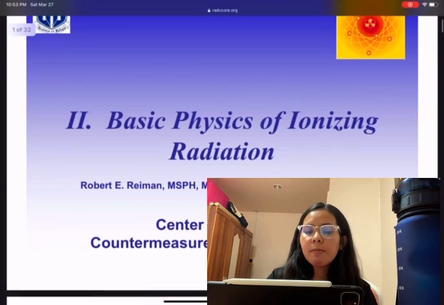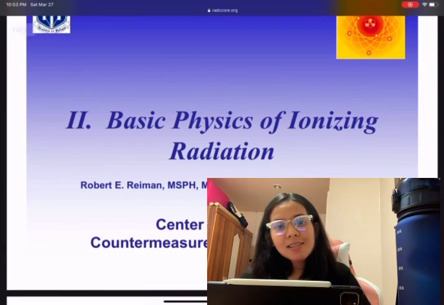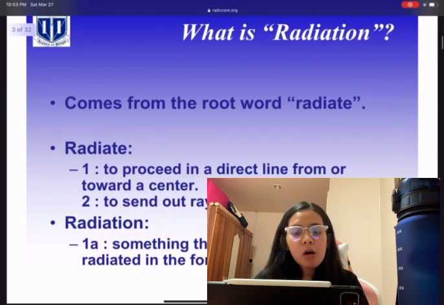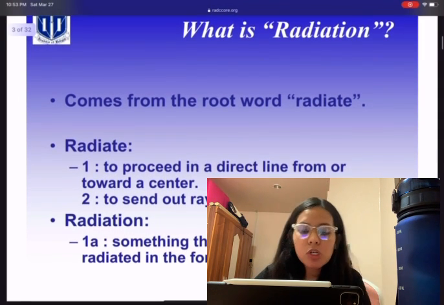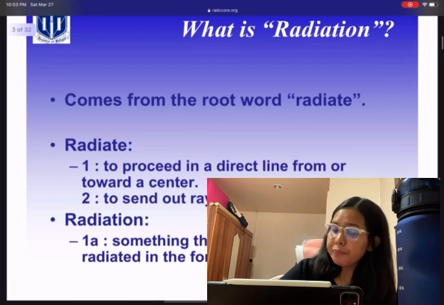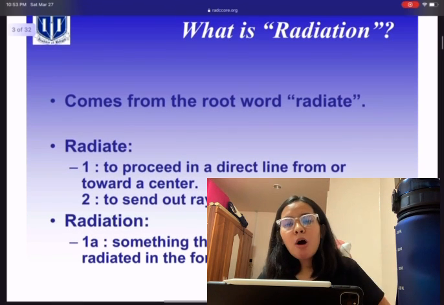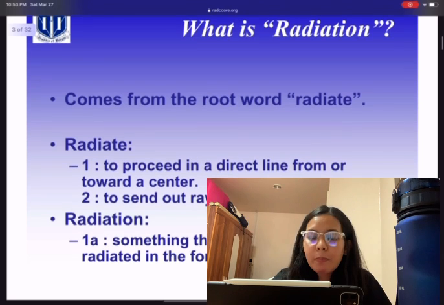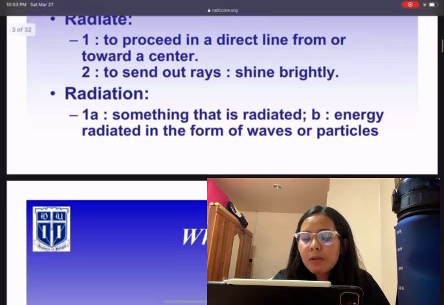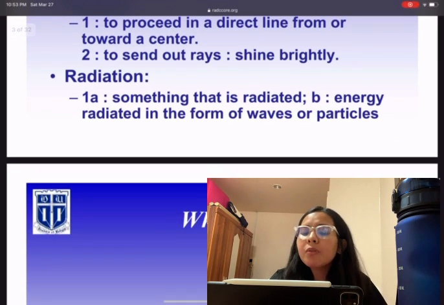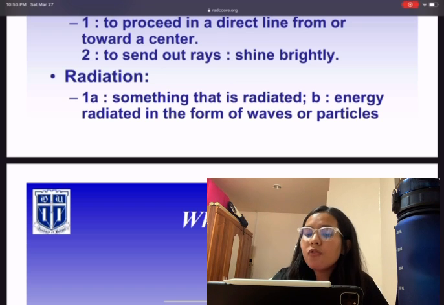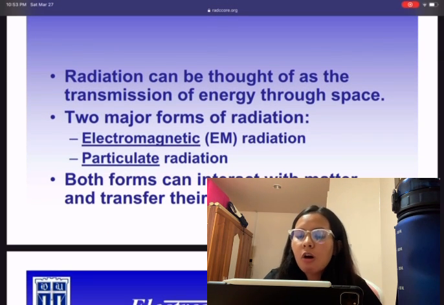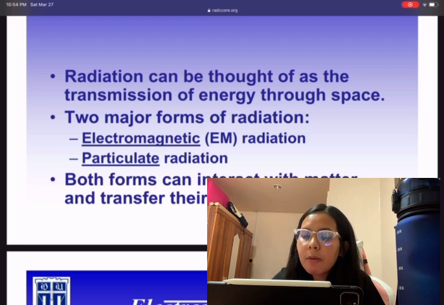So we will be talking about the basic physics, or the physics of ionizing radiation. Radiation comes from the root word radiate, which means to proceed in a direct line from or toward a center, to send out rays or shine brightly. So radiation simply means energy that is radiated in the form of waves or particles. Radiation can be thought of as the transmission of energy through space.